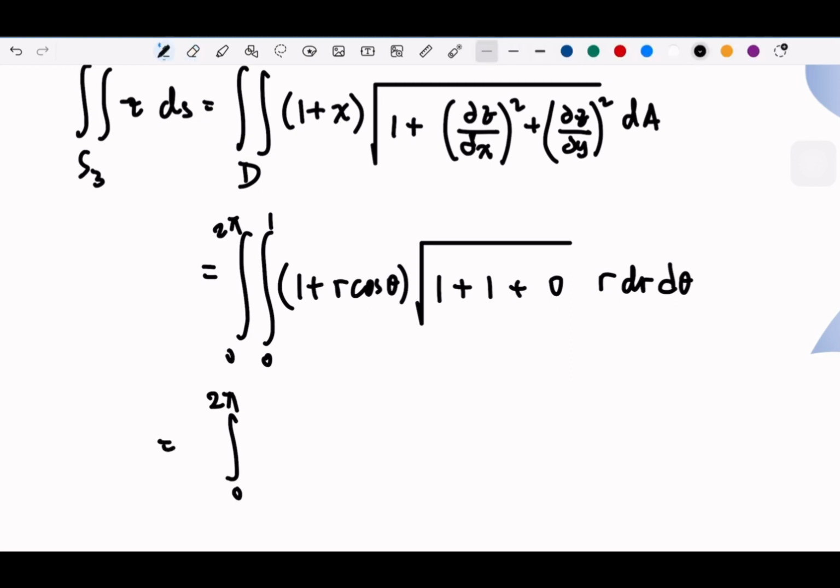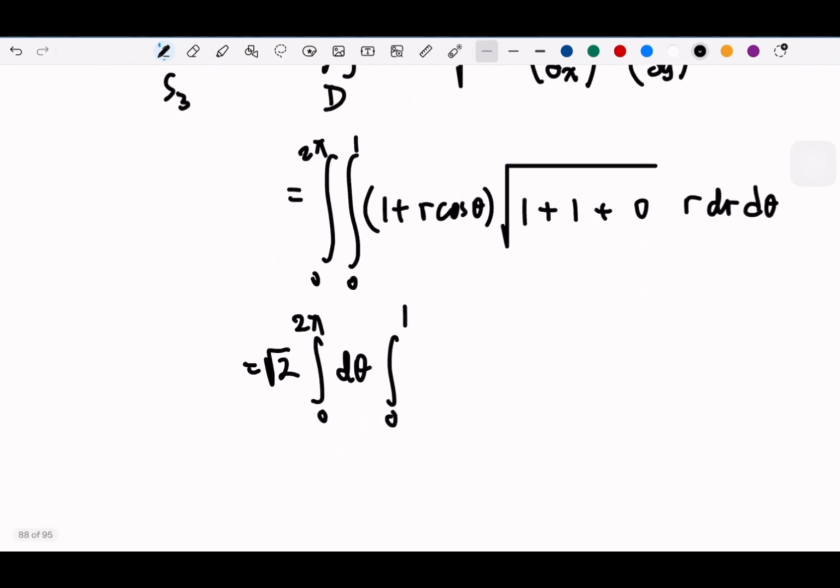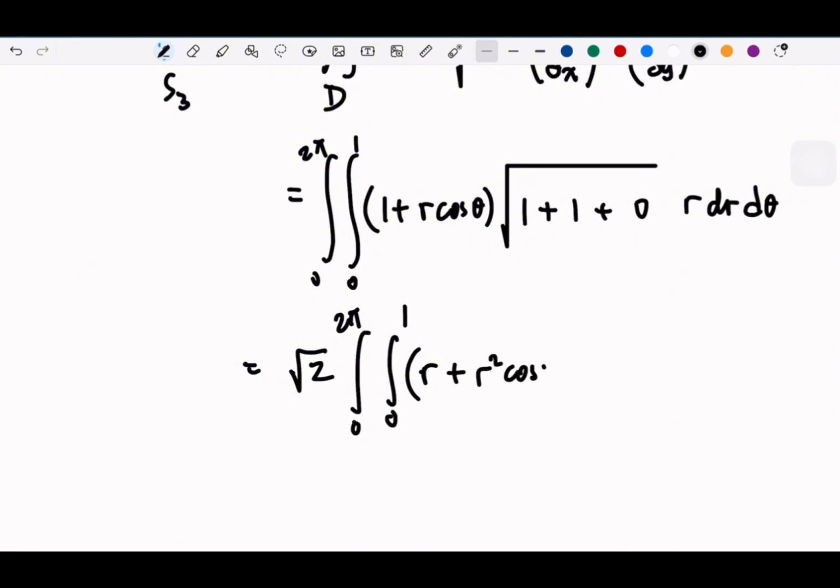I will factor out the square root of 2. d theta will be here, 0 to 1. Oh, I think we cannot do this. Let me take this 1 plus r multiplied with r. So this will be r plus r squared cosine theta, dr d theta.